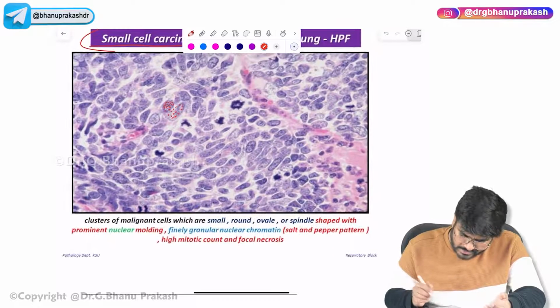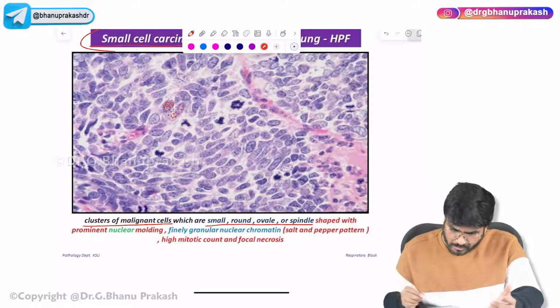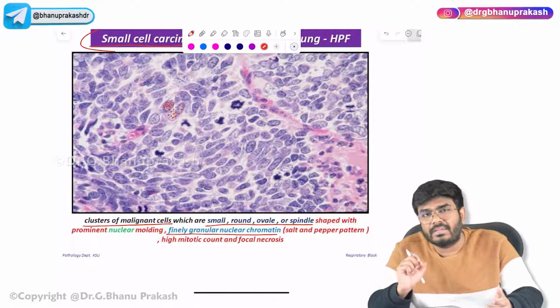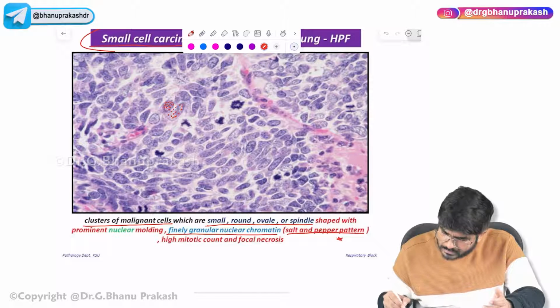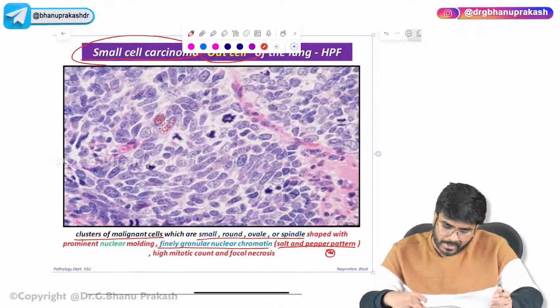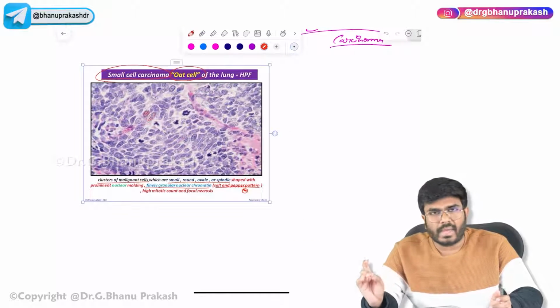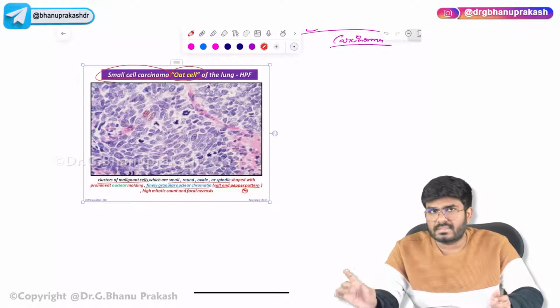Okay, see what you are seeing here, the clusters of malignant cells, which are small, round and oval or spindle shaped, but that's not that important. Now what you can see is finely granular nuclear chromatin, which will give salt and pepper pattern. So salt and pepper pattern is seen in which type of lung cancer? Small cell cancer. Azopardi effect, small cell cancer. Small cell cancer is also called as oat cell cancer.